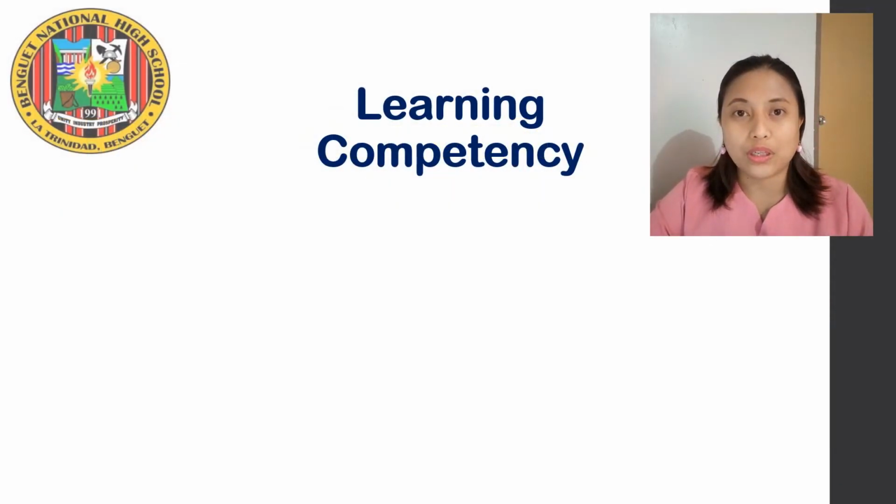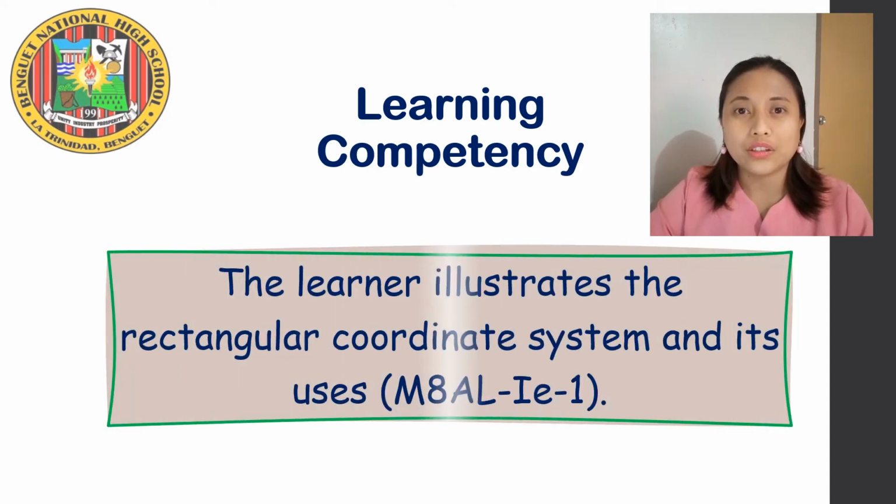This lesson is based on the K-12 curriculum learning competency. The learner illustrates the rectangular coordinate system and its uses. By the end of this lesson, you, the learner, should be able to describe what the rectangular coordinate system is and to use it to describe the location of ordered pairs of numbers.